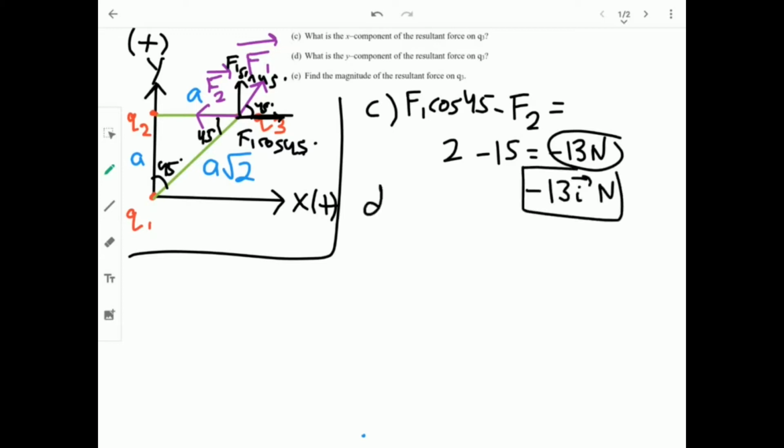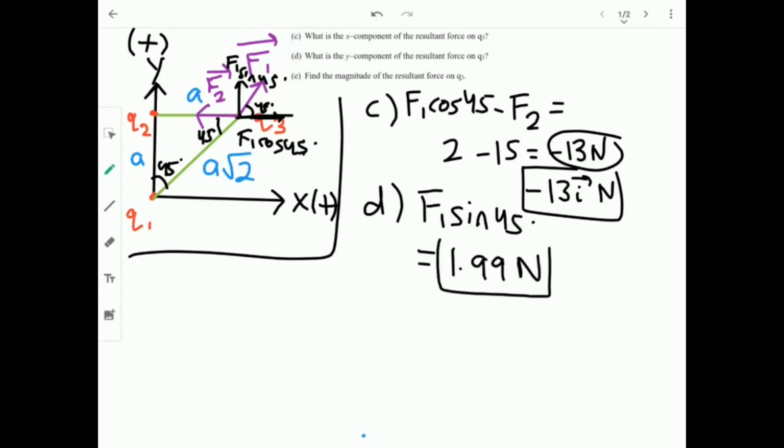Part D now. What's the Y component? There's only one force along the Y axis. That's F1 sine 45. So the Y component is simply F1 sine 45, giving us a force of around 1.99 newtons, approximately 2 newtons. Again, you can put this as 1.99 j newtons. Just to be clear, it's positive up.